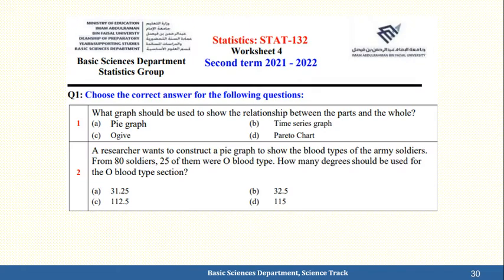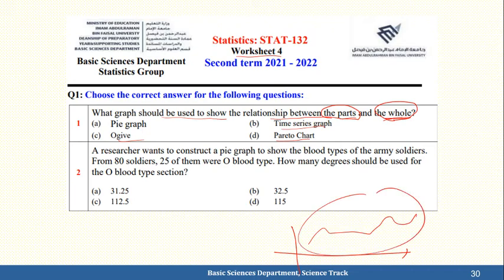Now, let's solve the worksheet problems. What graph should be used to show the relationship between the parts and the whole? So we want to see the whole thing, the whole frequency, I mean the whole population or the whole sample, and its parts. Obviously here in time series graph, a Pareto chart, and ogive graph, you have something like this. It's hard to see the parts in the whole. So the only thing left here is a pie chart, and it's very clear the parts in the whole. So this is A. The answer should be obviously A.